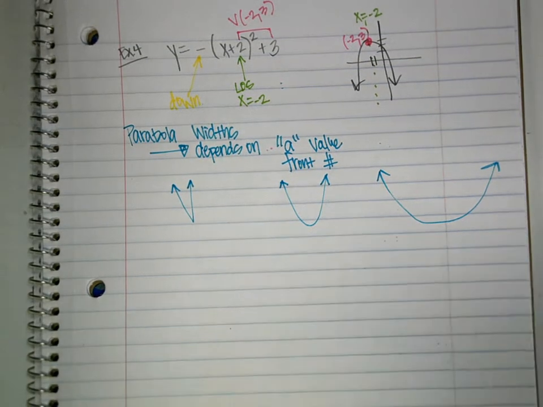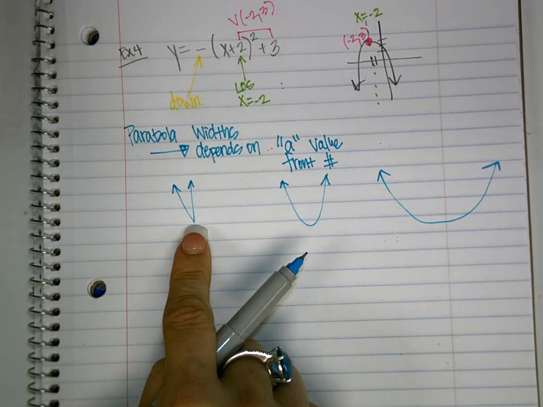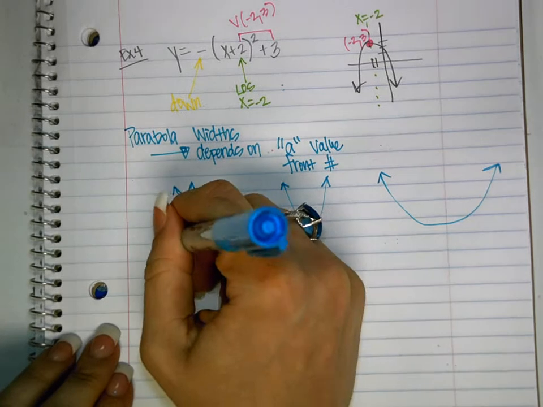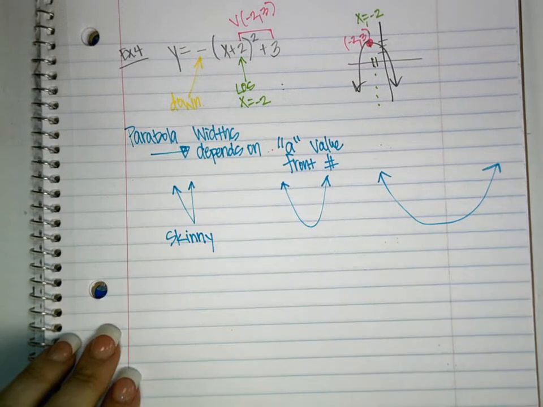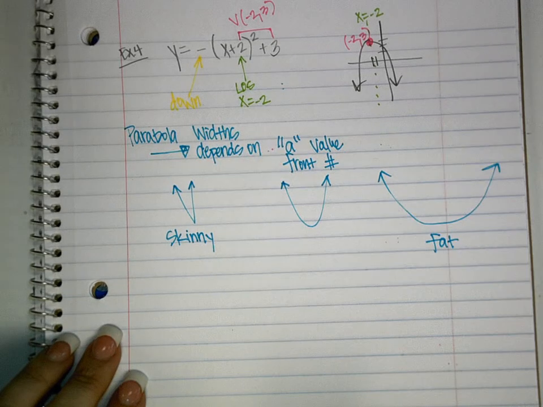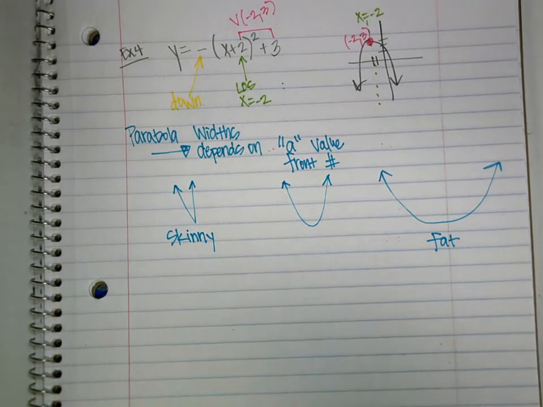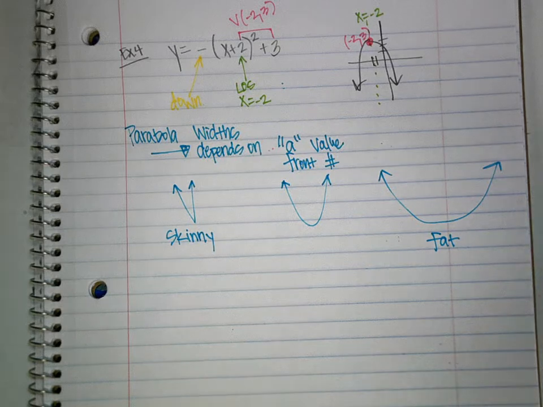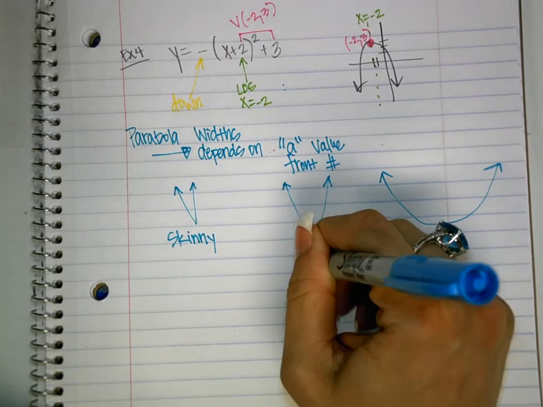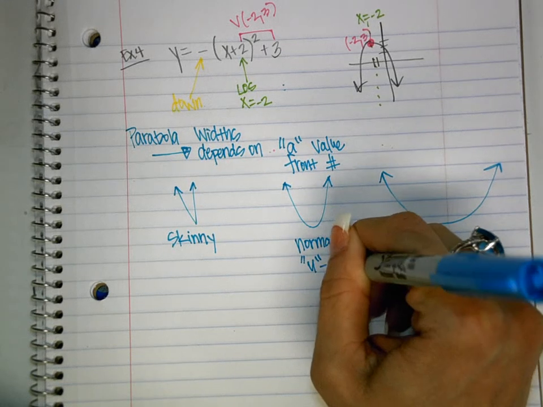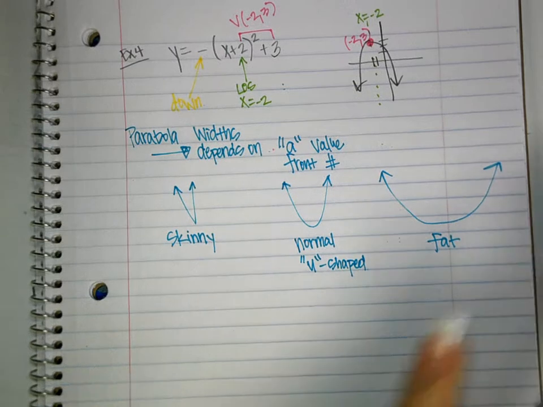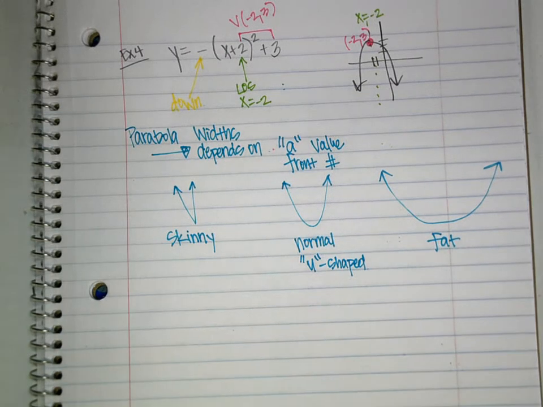So let's label these, okay? What would you call this width? It's skinny. Okay, this is a skinny parabola. What would we call this width? It's fat. So in between skinny and fat is normal. This is normal, or we'll call it U-shaped. Kind of looks like a U. It's not fat. It's not skinny. It's just normal, in between.